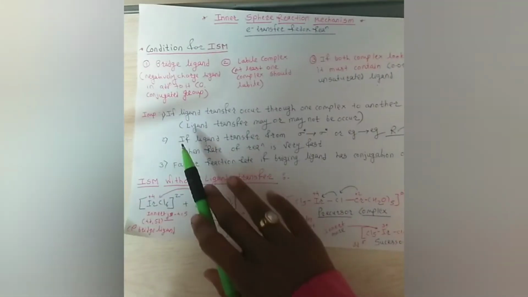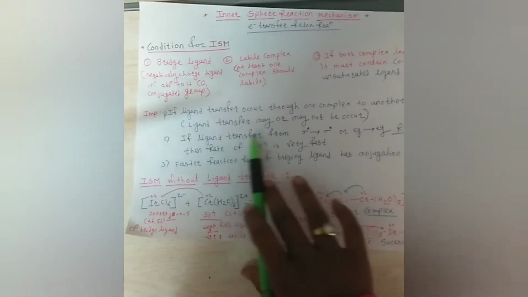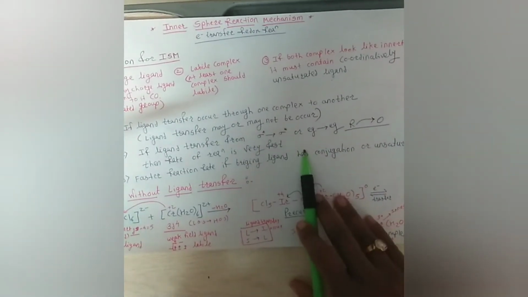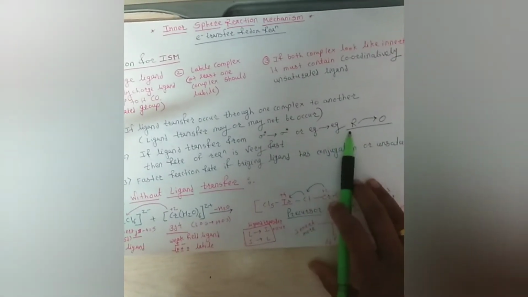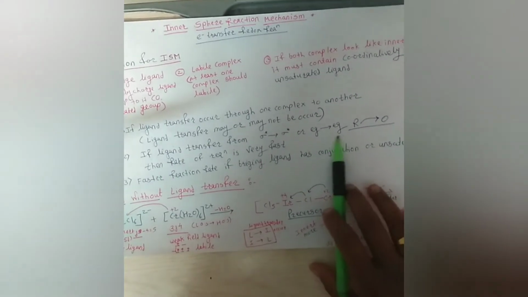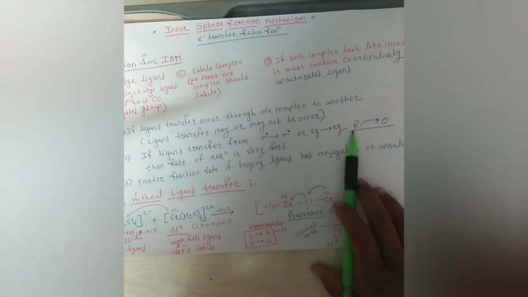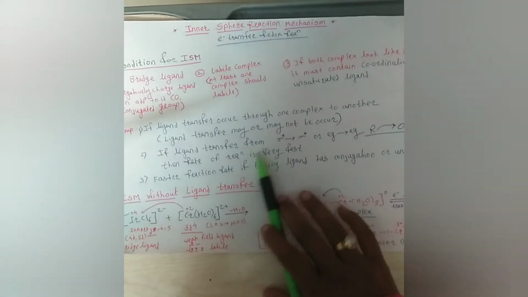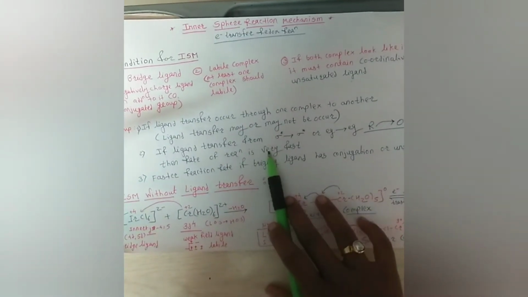So the next point related to it is that ligand transfer generally occurs through sigma to sigma star or Eg to Eg. We have already seen that the electron is transferred from reductant to oxidant. If such a condition is observed in the inner sphere reaction mechanism, the reaction rate is very fast.